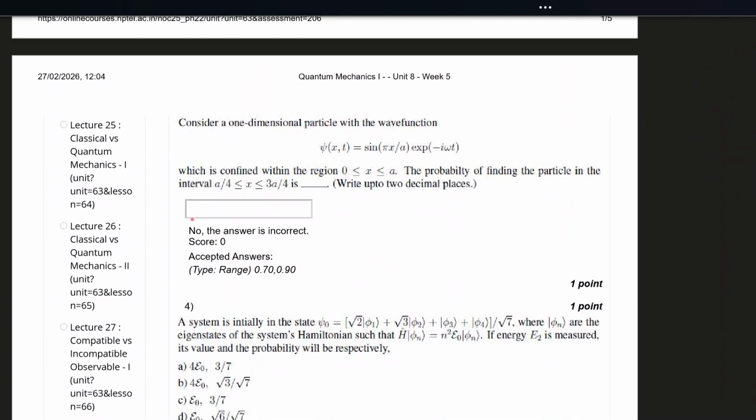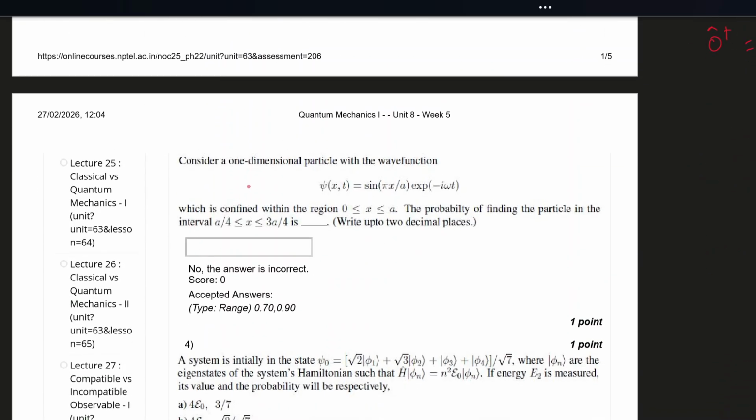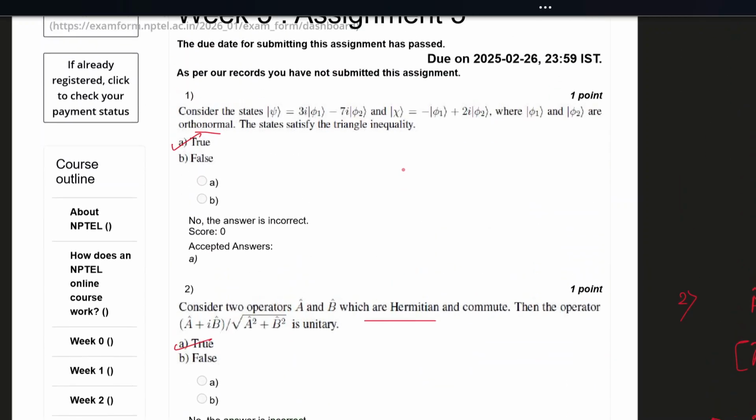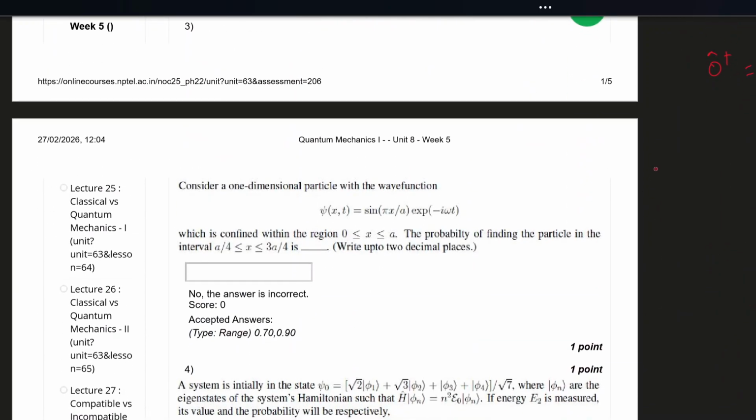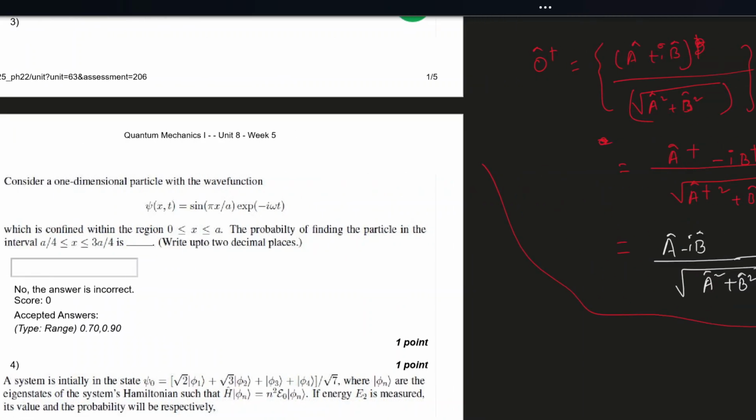Now question number 3 is consider a one-dimensional particle with the wave function. So up to this is basically this question number 2 solution.